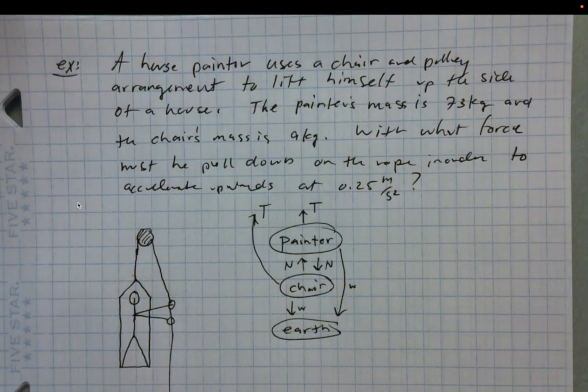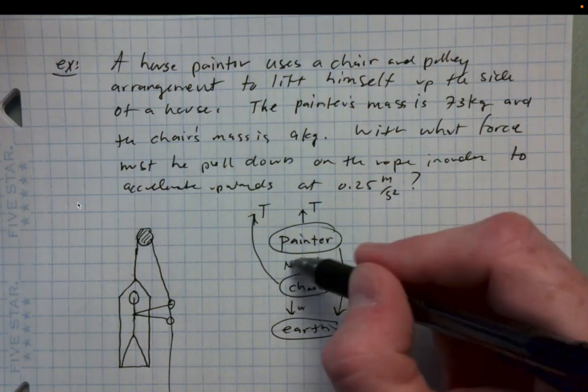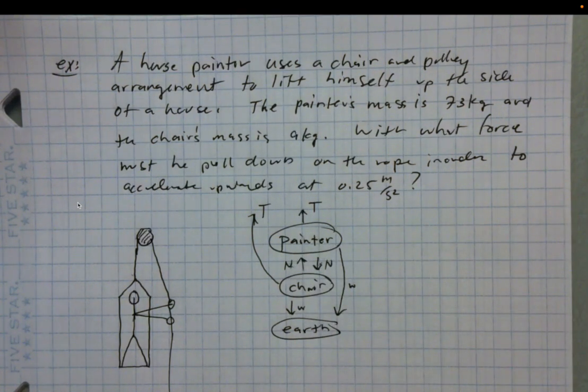Now this whole apparatus is moving in unison. The chair and the painter move in unison. One doesn't accelerate more than the other. They both accelerate together. So you can think of them as a single body, given the fact that this is an action-reaction pair between them. So what does Newton's law say?